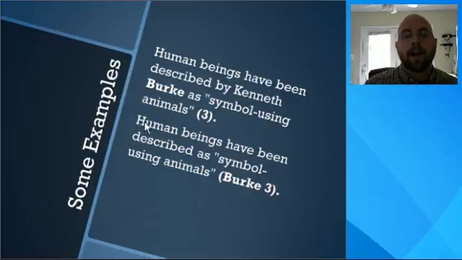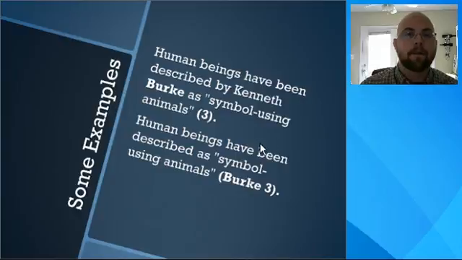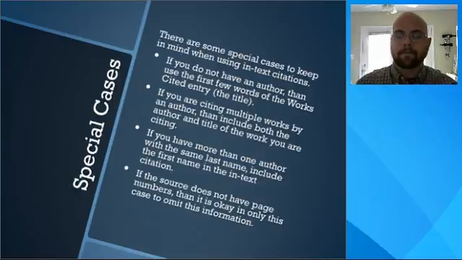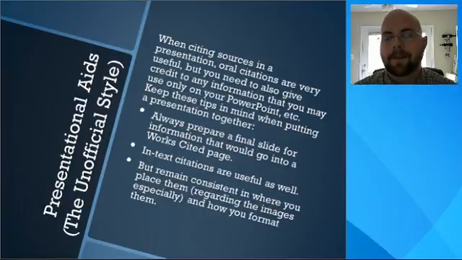Because here, I've directed the reader to the works cited page. They know to look for Burke. Here, if I don't put this in, then this doesn't make sense. There's no place for someone to reference to find more on what this guy means by symbol-using animals. I'm going to skip over this, but you can look at the special cases. If you have more than one work by the same author, then you usually put author plus title. That sort of thing.